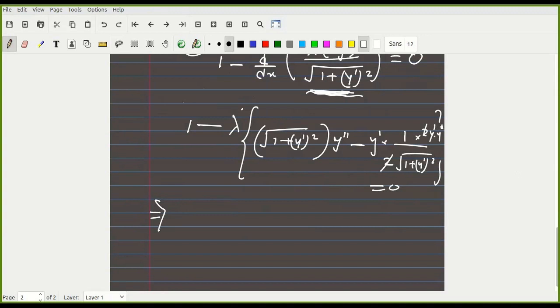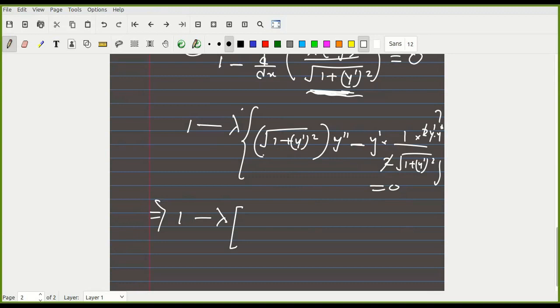This implies 1 minus lambda times... I'll just simplify this. Lambda times, what I am simplifying here is this. I'll take the LCM.